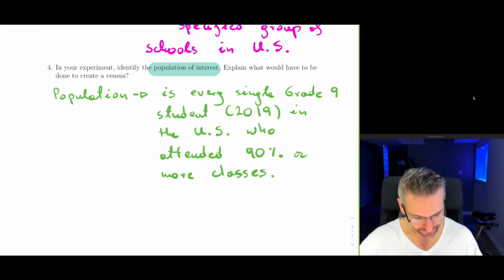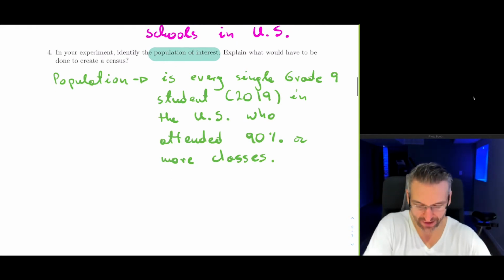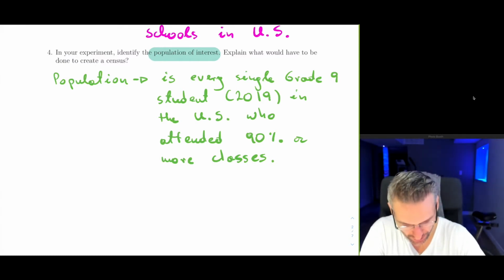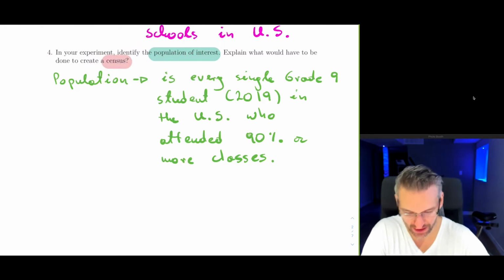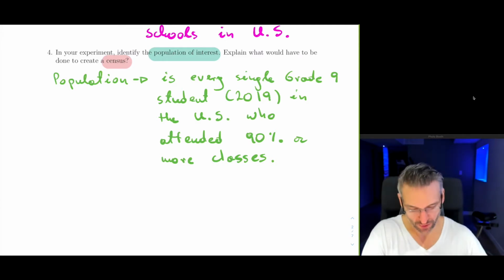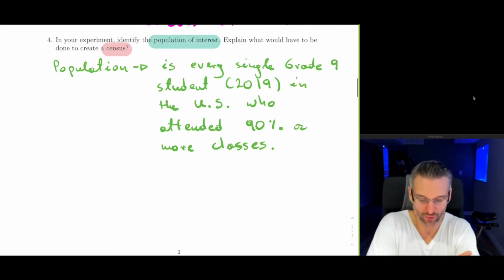Now, explain what would have to be done to create a census. So now here is another keyword, census. So basically, this means that it's an experiment which includes every single student in 2019 in the US who attended 90% or more. That's what we would need in order to create that census. So that's what we would have to write here. So explain what would have to be done.